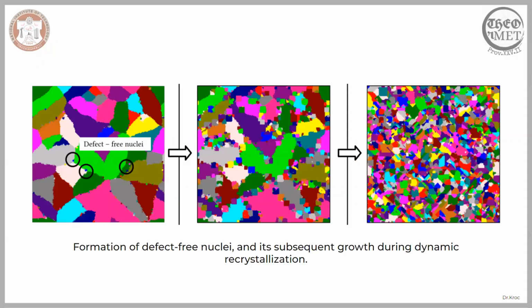So now here you can see, as we saw in the nucleation part, several nuclei start appearing on the grain boundaries. Then they eventually start to grow, and we can see the subsequent growth during the dynamic recrystallization process.